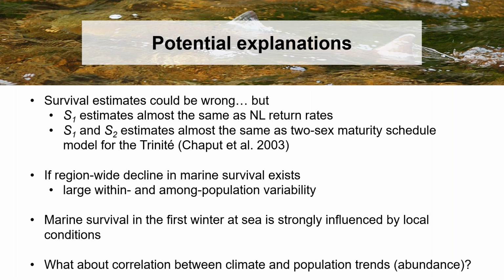And lastly, these results made me think about the correlation between climate and population trends. Because there's a lot of work that has correlated climate variables to abundance trends, not survival trends, abundance trends. So what could be the mechanism there? And I really don't have an answer for that, because we don't really know what's going on.